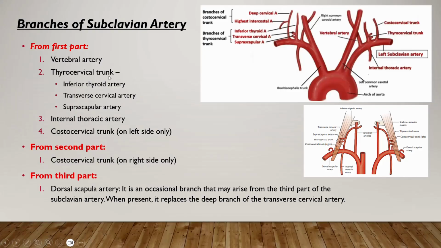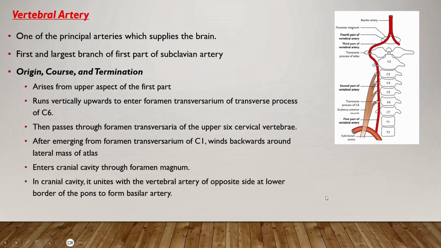Now what happens on the left side? On the left side the subclavian artery does not give any branch from the second part, because on the left side the first part itself gives the costocervical trunk. Okay, the dorsal scapular artery is an occasional branch that may arise from the third part of the subclavian artery. When present, it will replace the deep branch of the transverse cervical artery. Now, what is the vertebral artery?